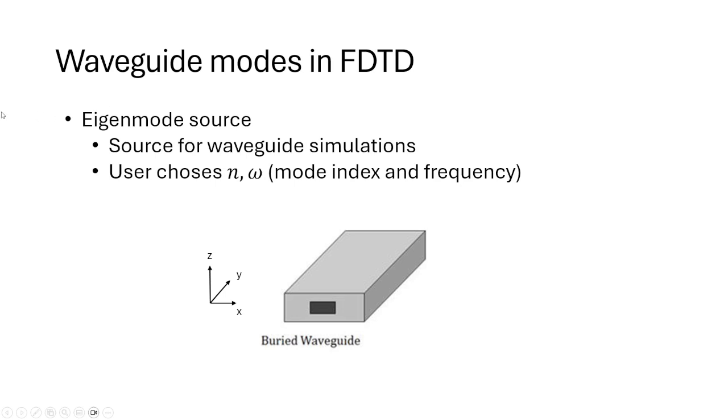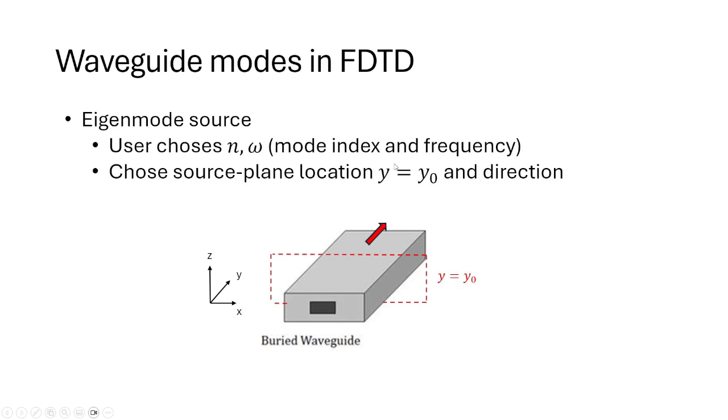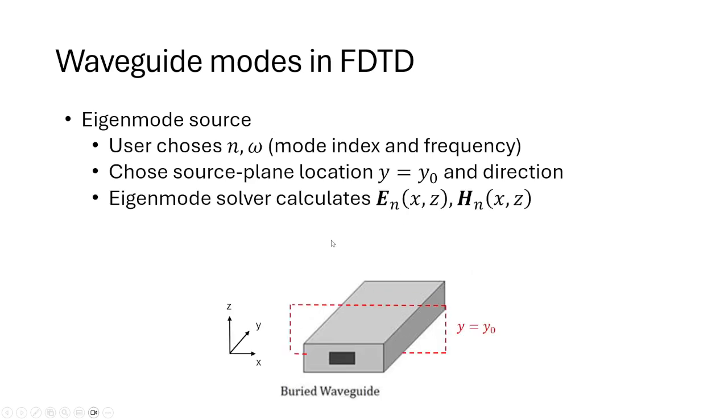So right, as I said, the Eigenmode source is just a source for simulations. They usually will let the user define what mode they want, so n, what mode index n, and the frequency of that mode. You then choose the source plane location. So here we're back to using y as the propagation direction, so we have to define some y naught where to place our source plane. And then in the background, the Eigenmode solver is going to calculate the En at xz and Hn at xz in this red cross-sectional area. So just like we did with MPB, the Eigenmode solver in FDTD will do that same calculation.